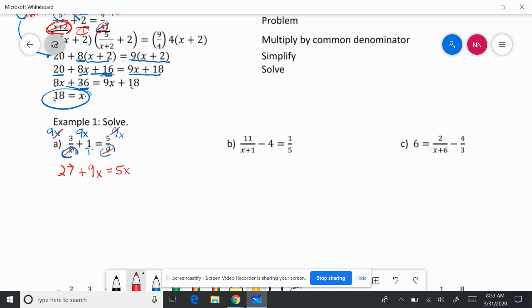I'm going to bring the x's to one side, so I'm going to subtract the 9x. I get 27 equals negative 4x. I divide by negative 4. And so that right there, 4 doesn't go into 27, so I get negative 27 over 4.